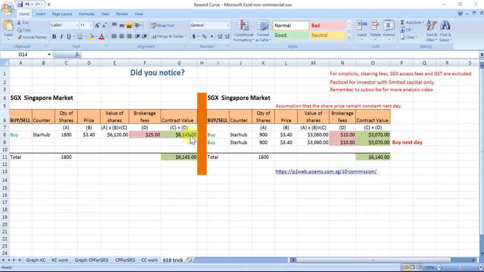What an investor can do is break this contract up into 2 days, so 900 and 900 shares on 2 separate days. Thereafter he trades and the brokerage fee costs only $10 on each day. So collectively you have bought 1,800 shares and incurred $10 fees. So we sum these two trades together, the investor only costs $6,140 as compared to $6,145. So over here you save $5.